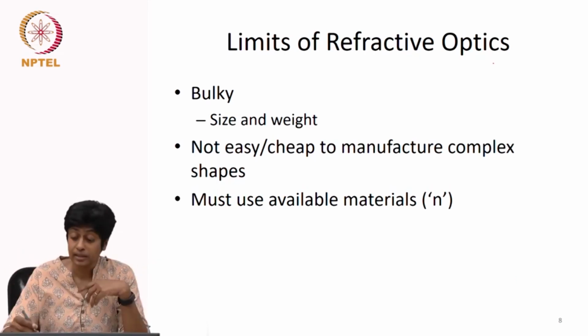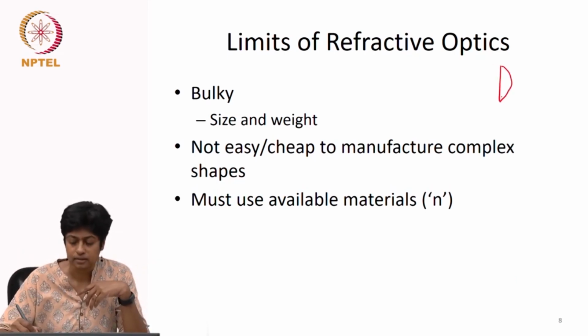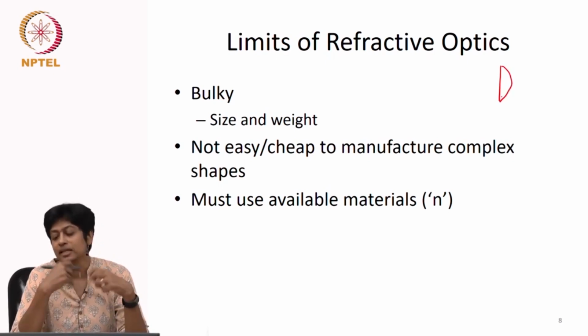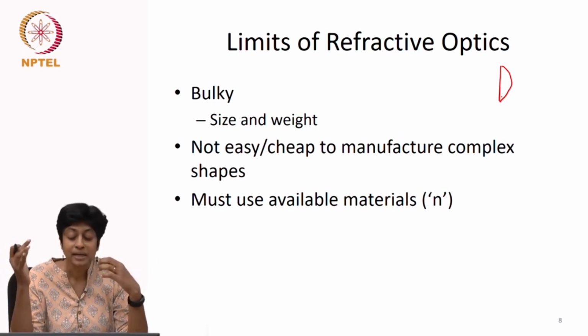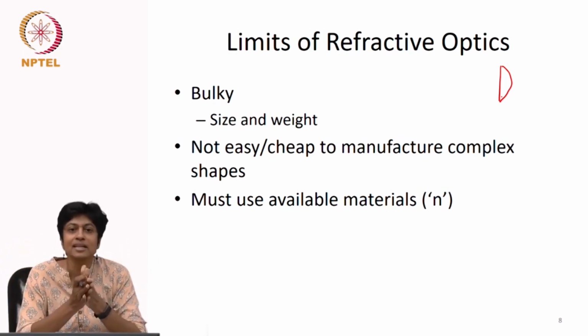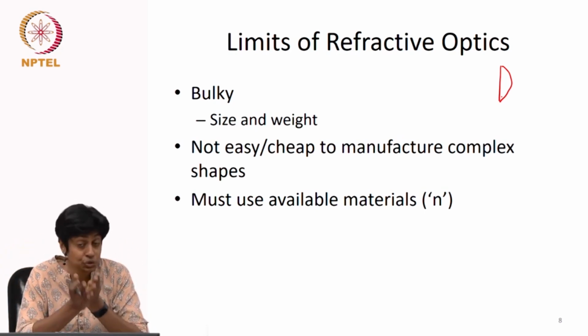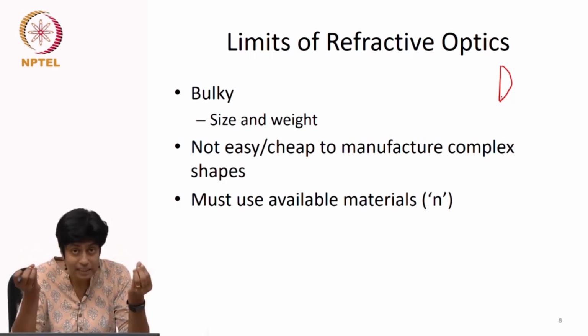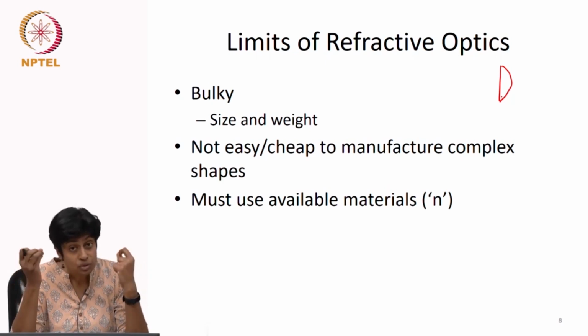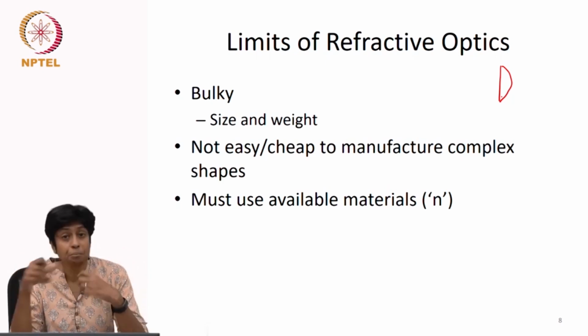Every time we draw a lens like this, right? Now we might in certain conditions say this is a thin lens, but the fact of the matter is the lens has a finite thickness. It's usually made of glass, so it's slightly heavy. In other words, it's bulky. It's not so easy to manufacture complex shapes.